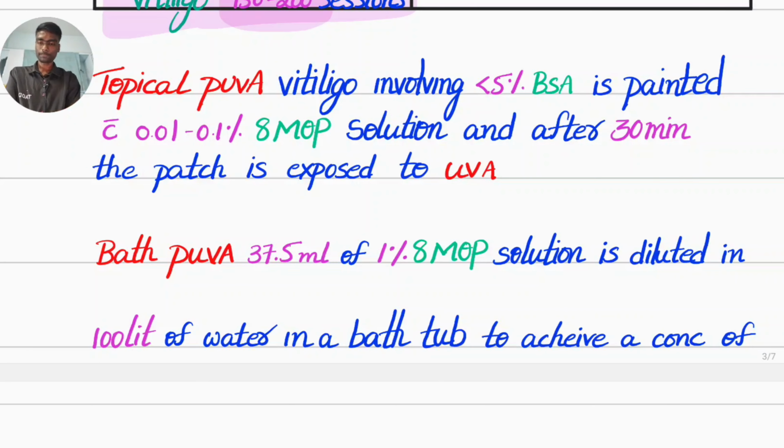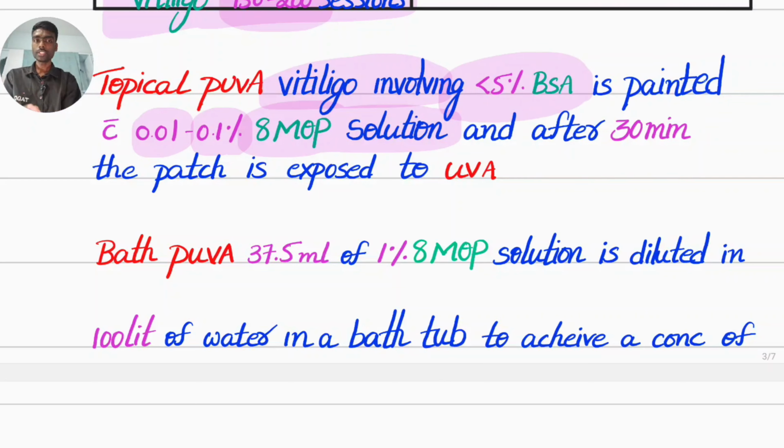Coming to topical, oral PUVA sol. One is sunlight, one is UVA chamber. Coming to topical, I already told you, 8-methoxypsoralen solution, 0.1%, 0.01%. In between, solutions will be applied on a vitiligo patch if it is localized, less than 5% body surface area.